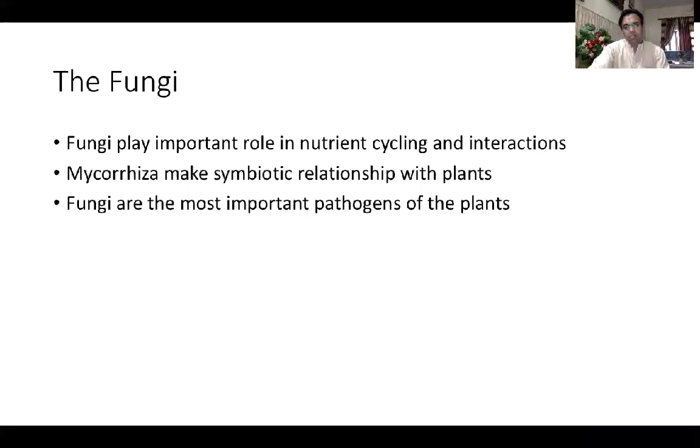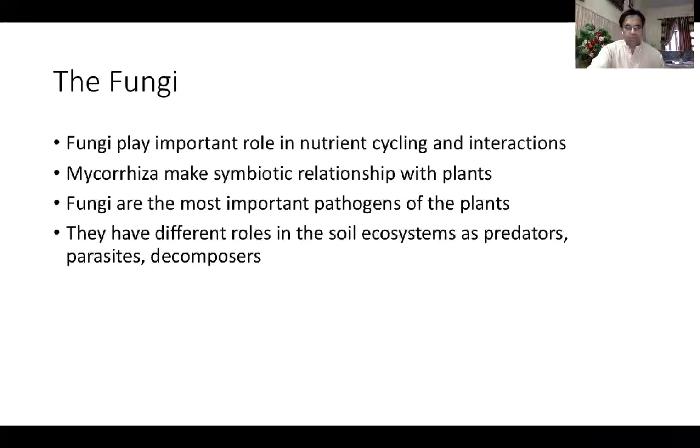Then another importance of fungi is that they are the most important pathogens of plants, and most of the diseases caused in plants are because of fungi. They cause up to 80% losses in yields and also in quality of products. Then they have roles in soil ecosystem as predators, parasites, and decomposers.